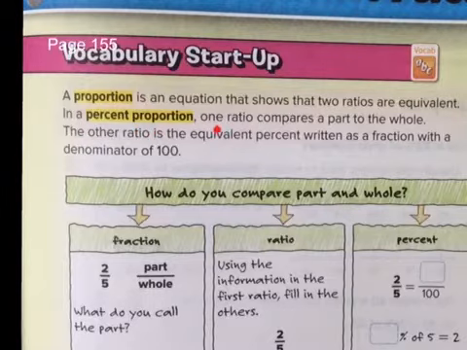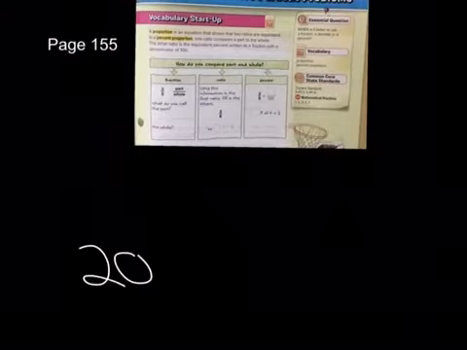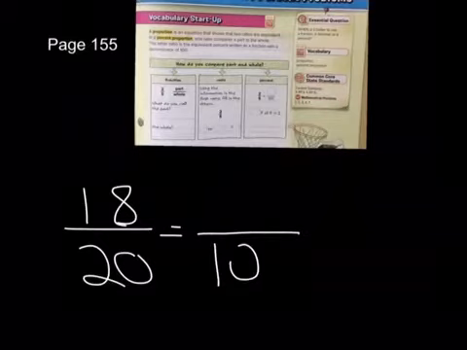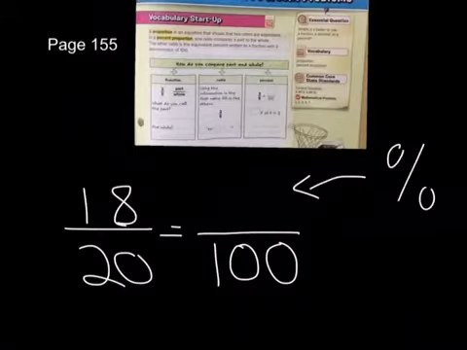In a percent proportion, one ratio compares a part to the whole. The other ratio is the equivalent percent written as a fraction with a denominator of 100, out of 100. So what we mean by that is this, boys and girls. Let's say on a test, out of 20, you scored, let's say, 18, which is a great score. Well, we want to make an equivalent fraction out of 100, so that we can figure out what it is per 100, which will make it a percent.